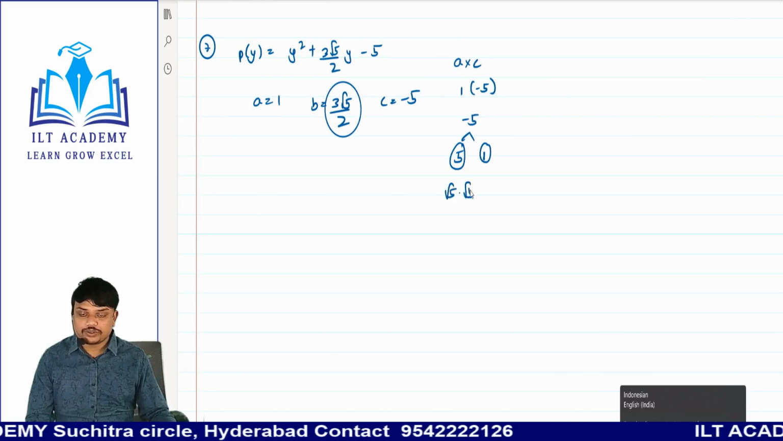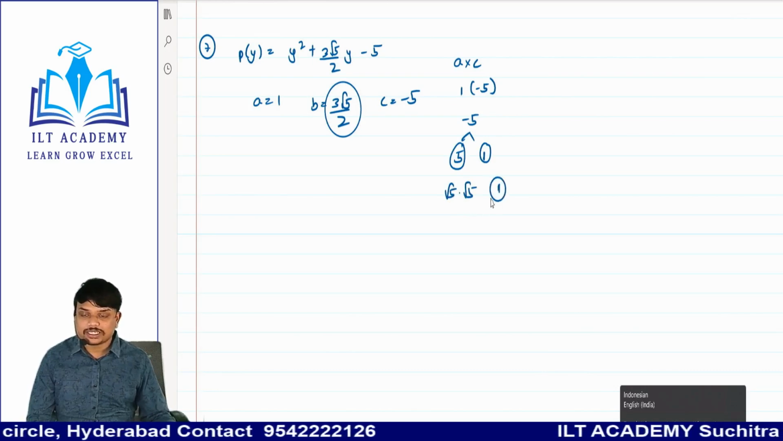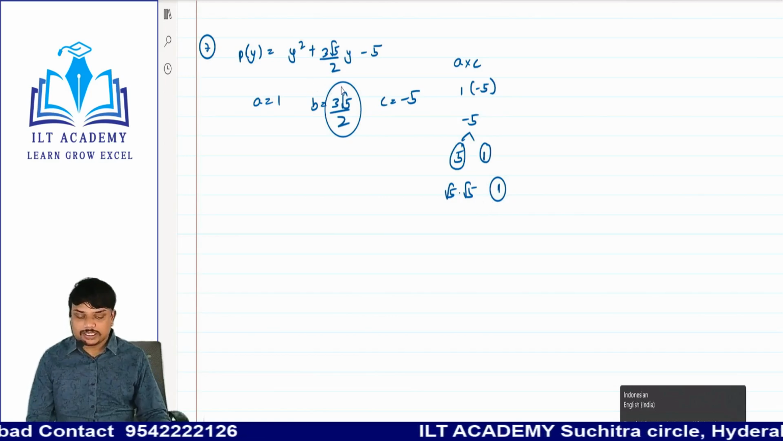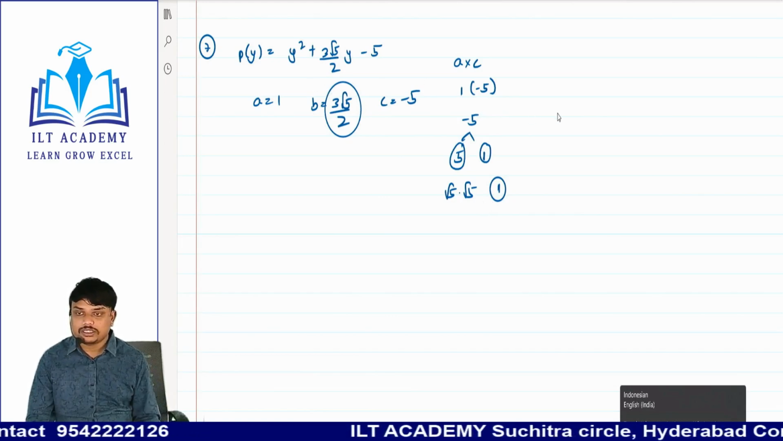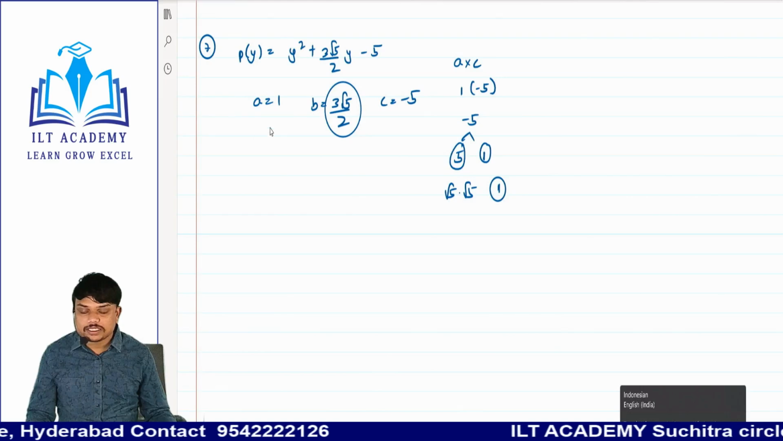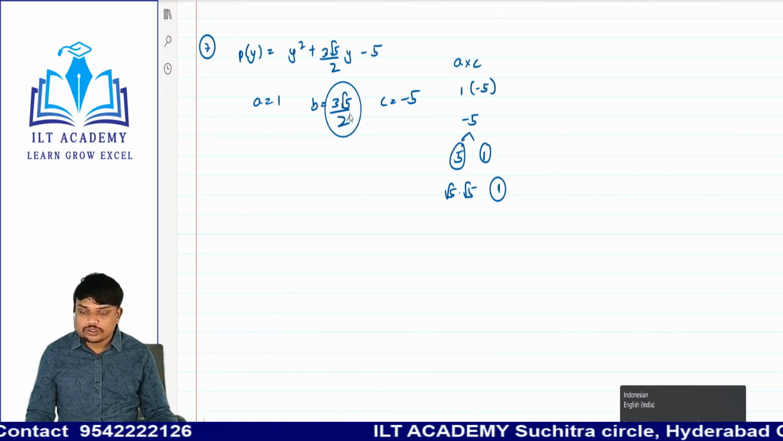Now root 5 into root 5 I can write. And also see, 5 plus into 1 है, यहाँ क्या करना? 3 root 5 by 2 y is there, right? Clear? Now how to split? Now see, in this case what we need to do, यहाँ क्या है? 3 root 5 upon 2. Now bottom में क्या है?